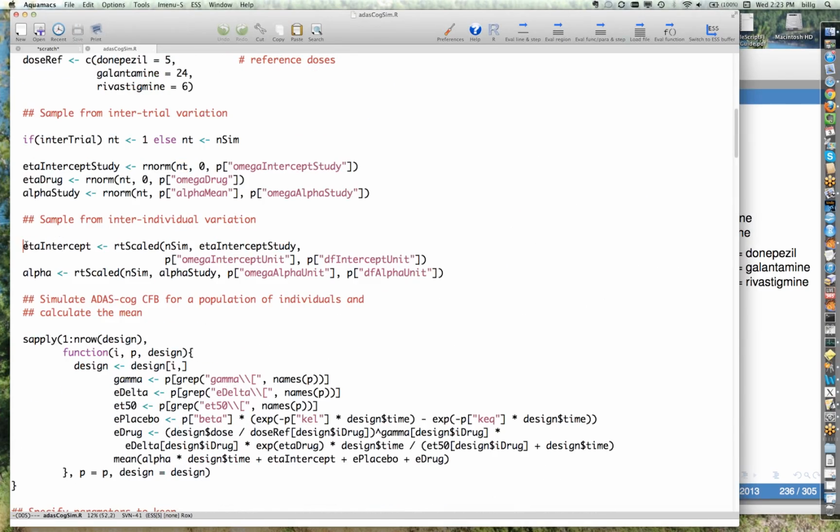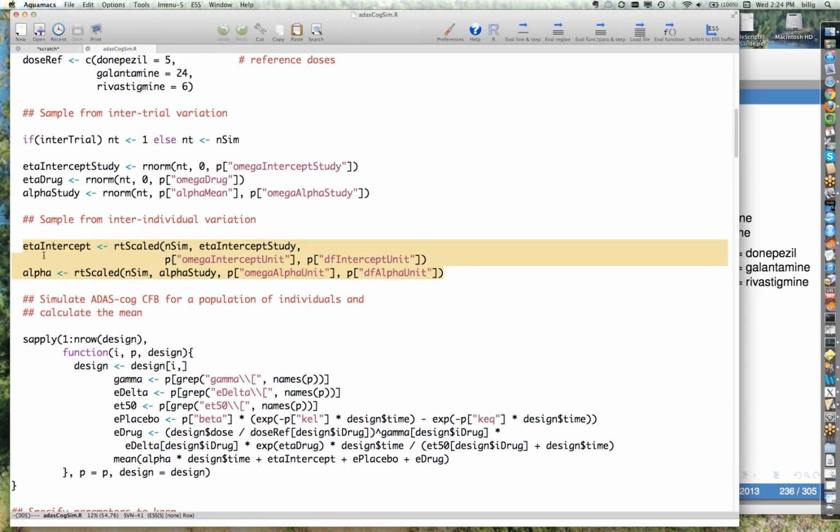Then I'm sampling from my inter-individual variation. Now, in this case, because I'm going to end up averaging over all of these things for each time and dose and everything here, I don't really have to be careful about keeping track of my individual subjects and what they look like over time, because I'm going to average them out here. So I can just do this by brute force. So, where am I going here? Here's where I make use of that RT scaled function.